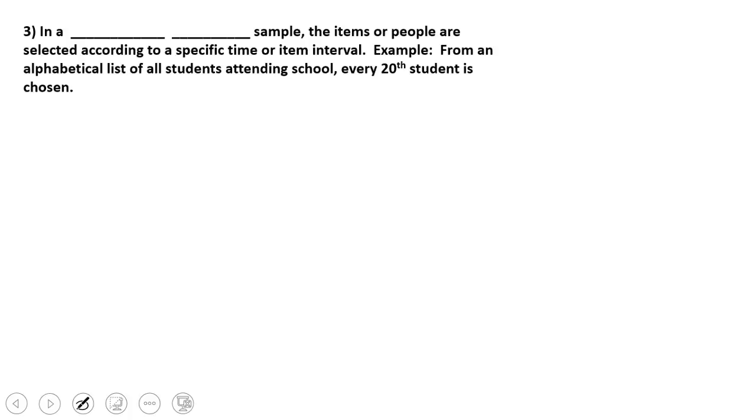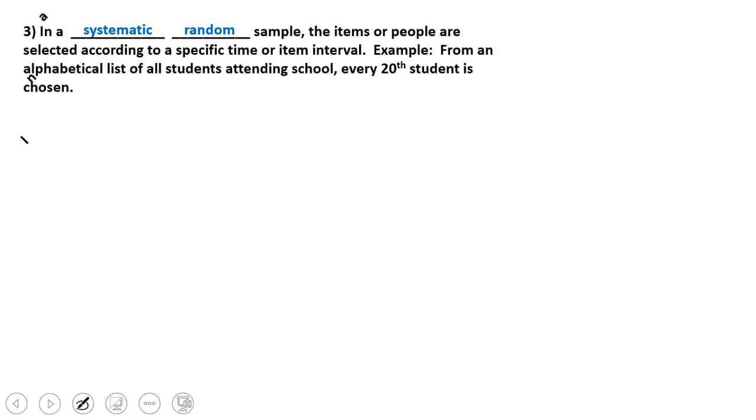Our third one is called a systematic random sample. In a systematic random sample, items or people are selected according to a specific time or item interval. An example of that is from an alphabetic list of all the students at the school, every 20th student is chosen. Or I might stand in front of the door of the cafeteria and select every 5th person that walks by, or every 10th person, etc.